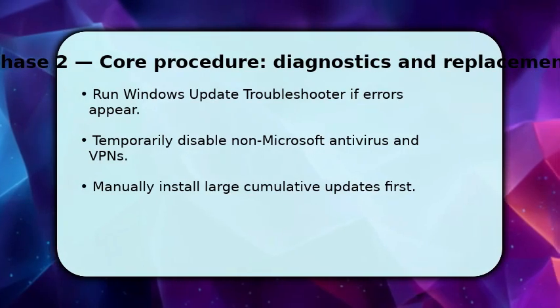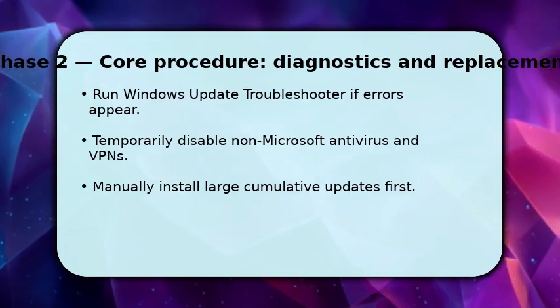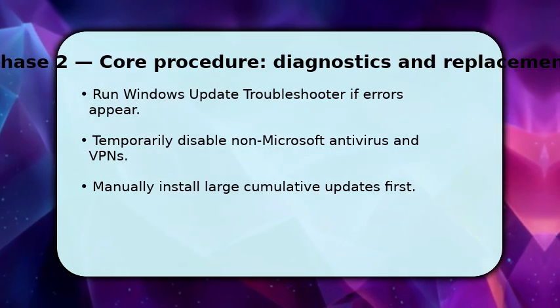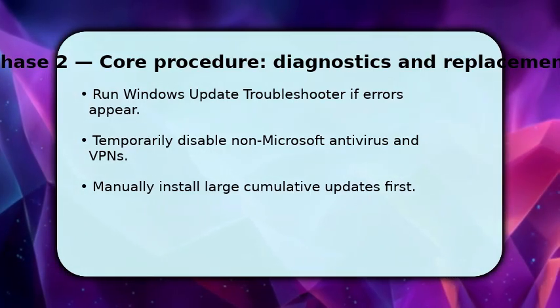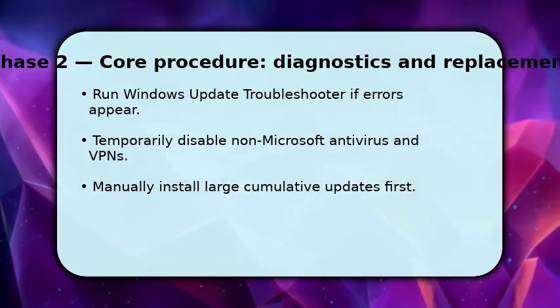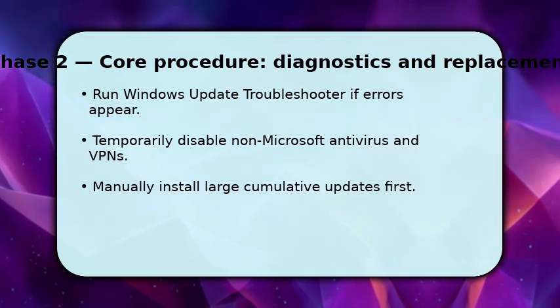Once the basics are set, optimize the update pipeline to avoid stalls. Run the Windows Update Troubleshooter if you see errors. It clears common corruption and resets services. Make sure to temporarily disable third-party antivirus and any VPN, because they can slow file extraction and network throughput.